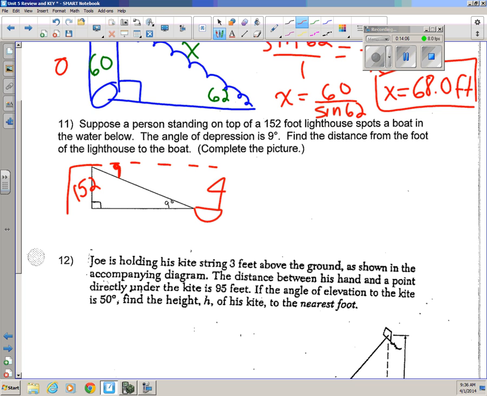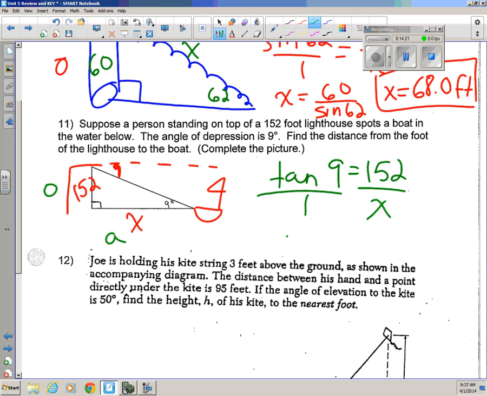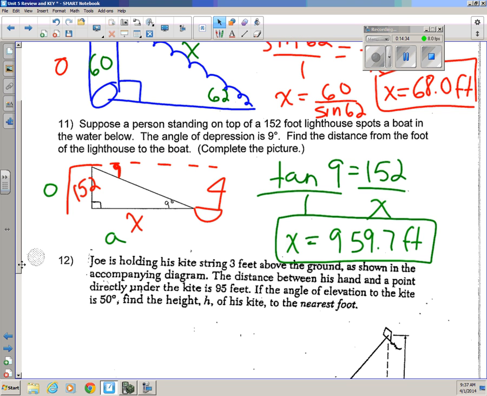It wants you to find the distance from the foot of the lighthouse to the boat, which is here. So this is going to be an opposite and an adjacent. It's a tan. So you're getting tangent of 9 equals 152 over x. You're going to cross multiply, divide, and solve. X becomes 959.7 feet. Next one.